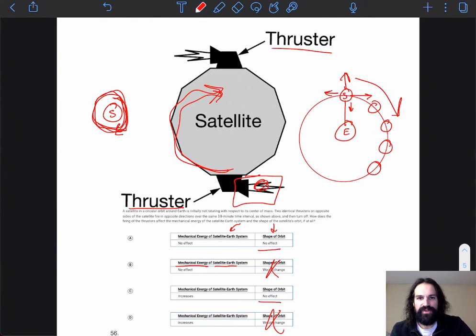But they're not including that, which means now we have an unbalanced force, this thruster force, adding rotational kinetic energy. So that should increase, which means your only answer left is C.